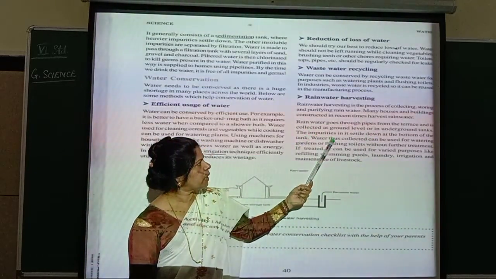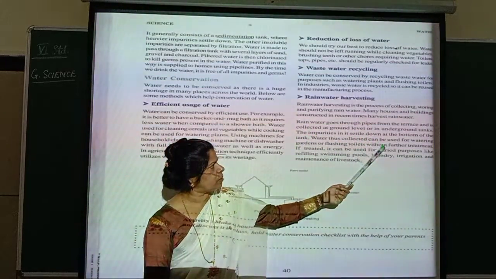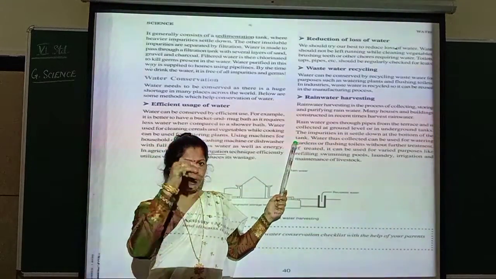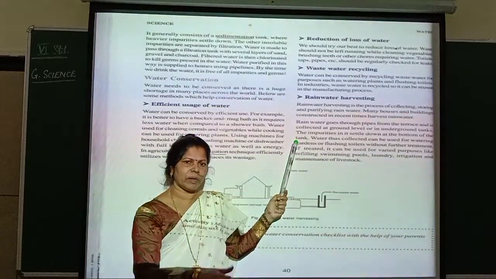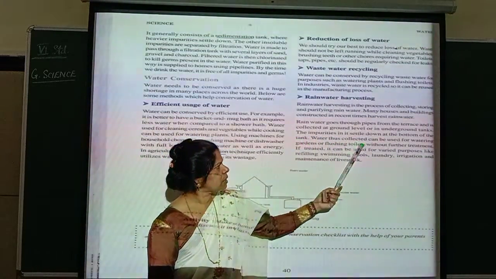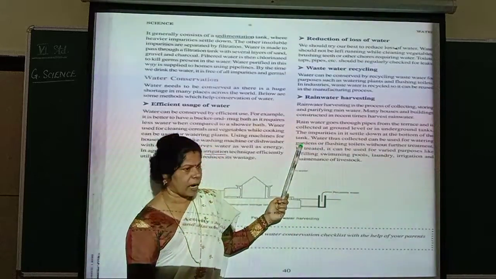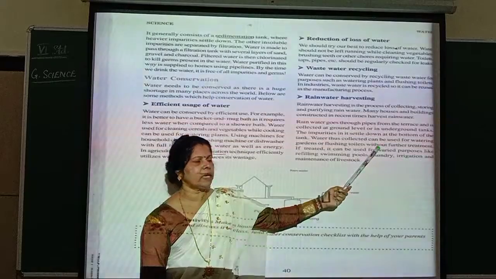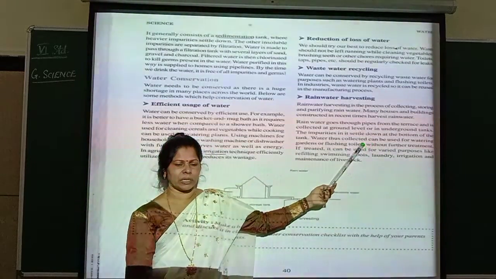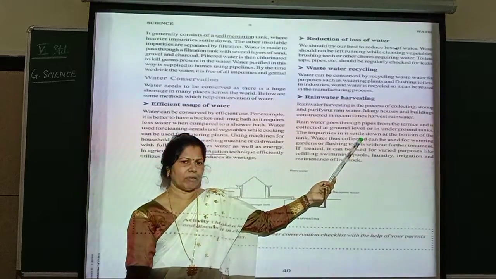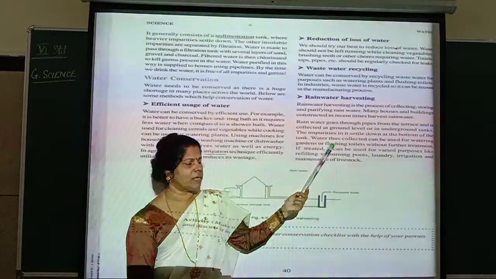The impurities in it settle down at the bottom of the tank. So when the rainwater pours, there will be impurities. Where will they settle? In the bottom of the tank. Water thus collected can be used for watering gardens or flushing toilets without further treatment. So that water you can use. Whatever water you collect can be used for flushing of toilets and for gardens.